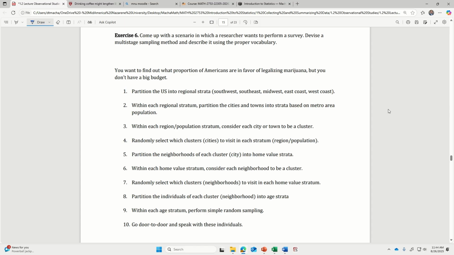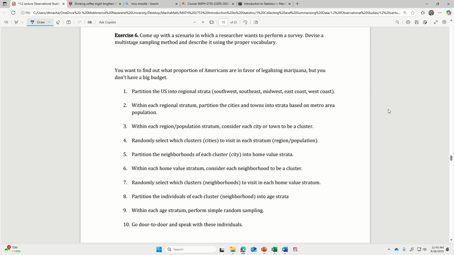Within each home value stratum, I'm going to consider each neighborhood to be a cluster, so that way I don't have to visit every neighborhood. I only select a few neighborhoods at random from each stratum. Then, when I get to the neighborhood level, maybe I can find out the names of all the residents living in the neighborhood, especially if the HOA has a registry. That would be super easy. And then I could stratify them by age, because older people lean conservative and younger people lean liberal.